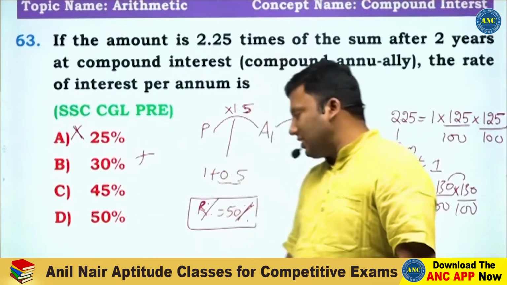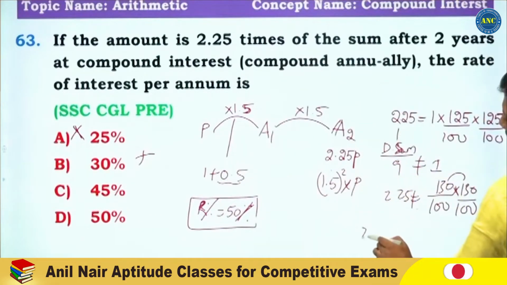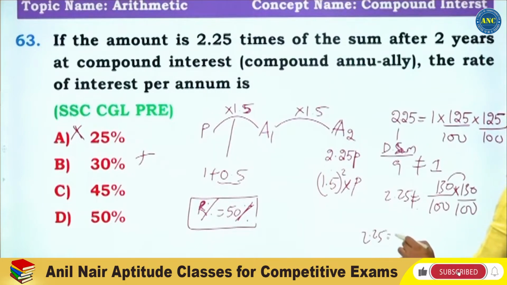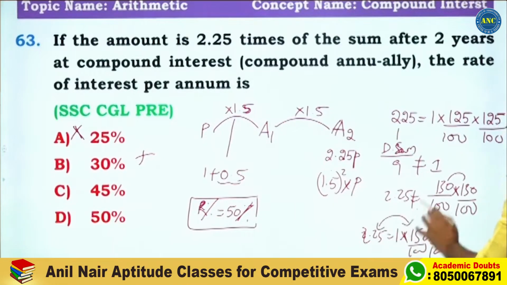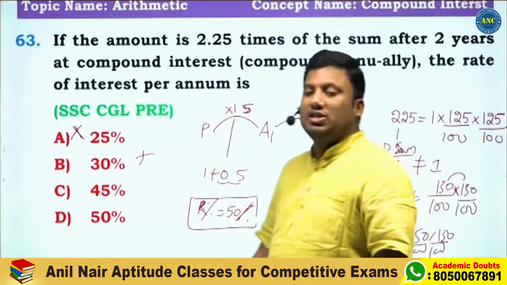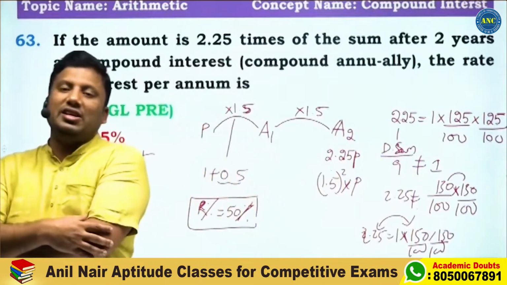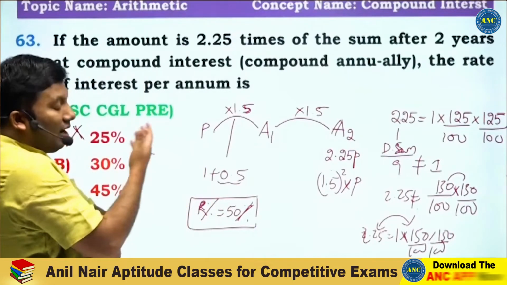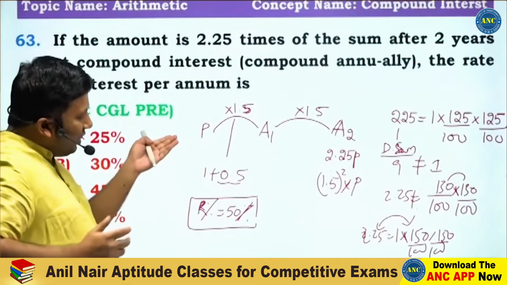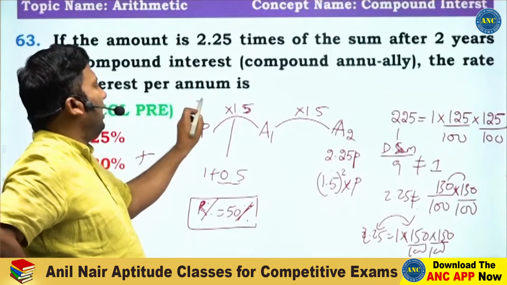50%. 50% increase will be 2.25 equivalent to 1 into 150 by 100 and 150 by 100. 6 6s are 36. 3 plus 6 is 9. 9 equivalent to 9. Digital sum is getting equal. Are you all with me? Or you can also use the concept of scaling factor.